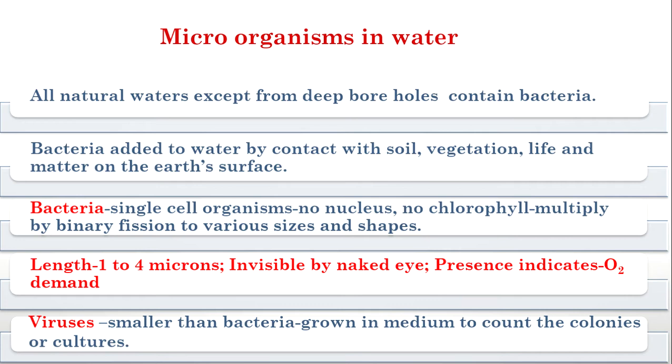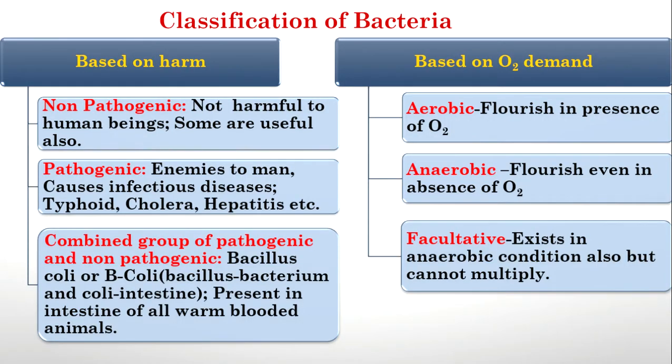And viruses are smaller than bacteria and grown in medium to count the colonies or culture. So this is the peculiarity of bacteria and viruses. So we will see the classification of bacteria. Bacteria are of mainly two basic classifications. One is based on harmfulness, based on the harm it causes, and the other is based on oxygen demand.